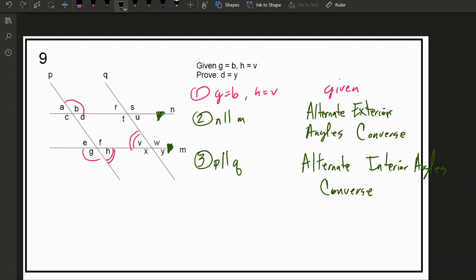Okay, so now that all 4 of these lines have some parallel partner, I'm allowed to use all of my parallel lines rules. So I'm trying to prove now that D is equal to Y. I'm going to switch colors here so I don't get confused. I've got D right here. I can say D can make the jump over here to H. So step 4, D is equal to H because of corresponding angles.